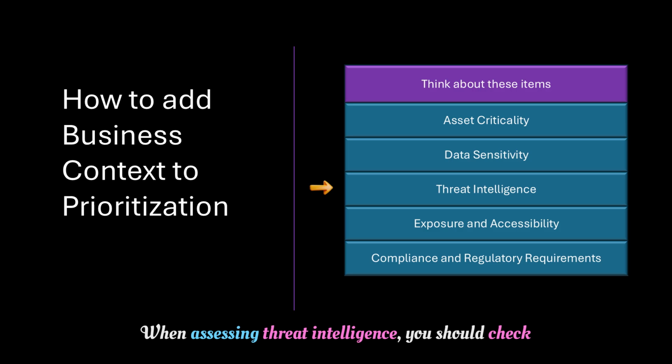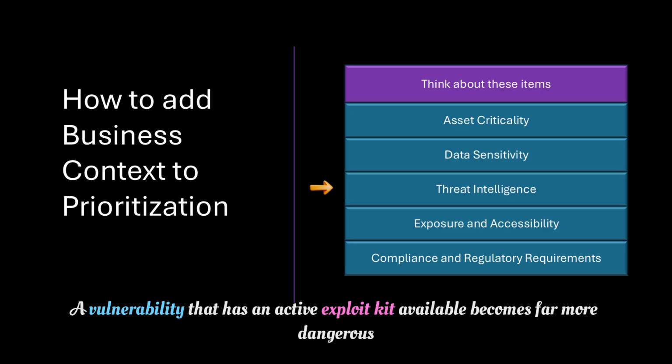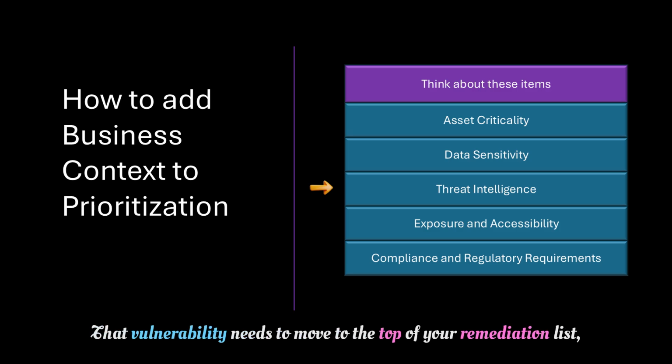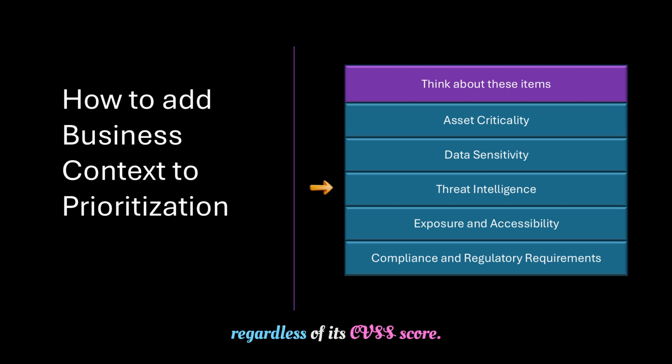When assessing threat intelligence, you should check if there are known exploits already being used in the wild. A vulnerability that has an active exploit kit available becomes far more dangerous. If you see credible reports that attackers are already weaponizing it, that vulnerability needs to move to the top of your remediation list, regardless of its CVSS score.